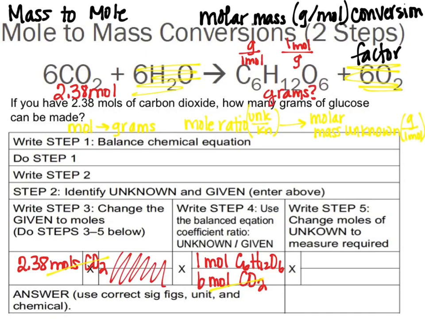And now what's the next step? Now we need to find the molar mass of our unknown. So we go all the way up to sugar. We have carbon, which is a mass of 12.01, and there are 6 of them. We have hydrogen, which is 1.01, and there are 12 of them.